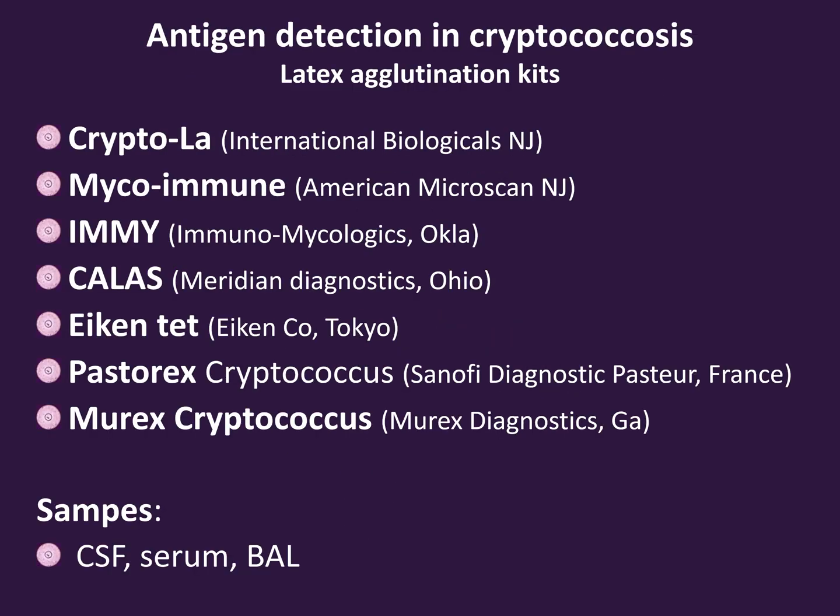The various antigen detection kits, that is the latex agglutination kits, available in the market are Cryptolatex, Microimmune, Immy, Calas, then Eiken, then Pastorex Cryptococcus, and Murex Cryptococcus. And the samples which are being used here are the CSF, serum, and the BAL, that is the bronchoalveolar lavage. So these are the different kit names which are being introduced by different companies, and these are being used for the antigen detection in cryptococcosis.